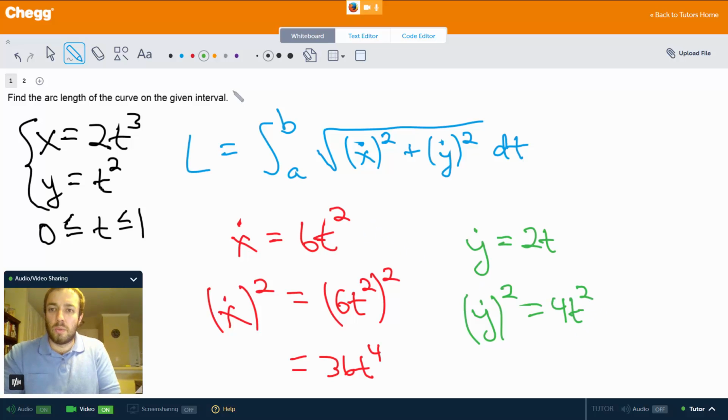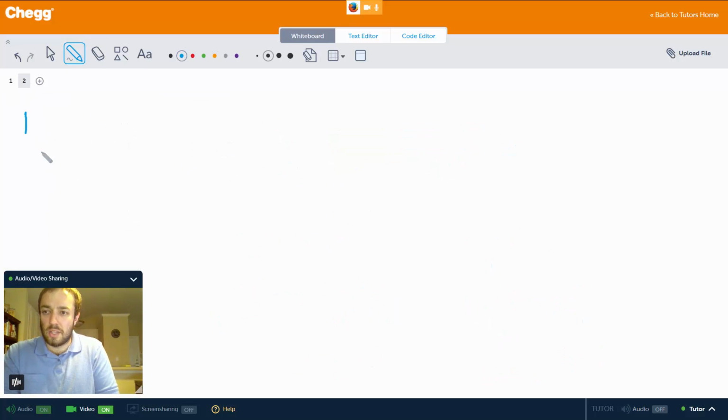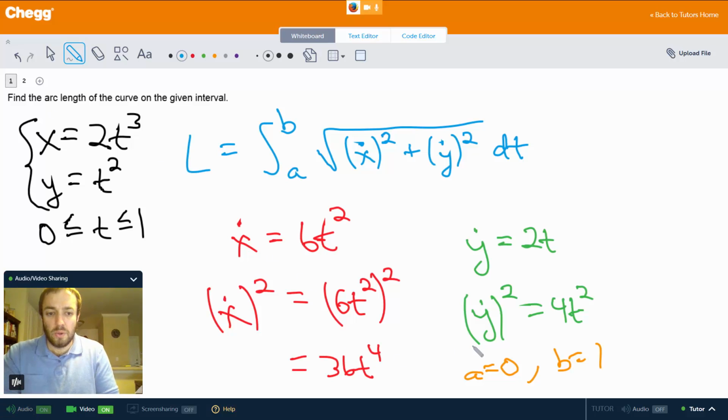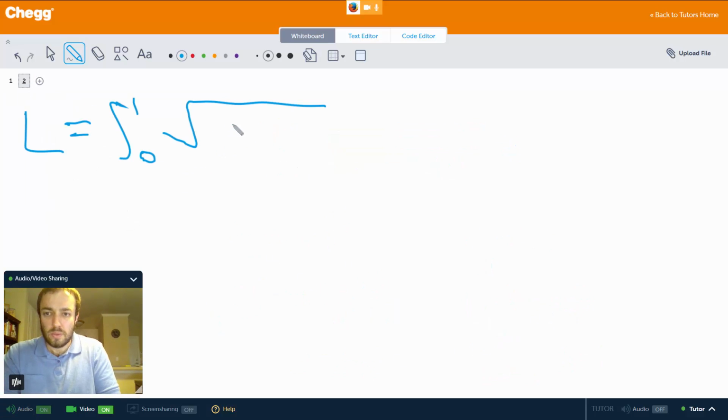Okay, and then what about a and b? So a and b are just the endpoints of the interval, and those are given to us, 0 and 1. All right, so let's go ahead and write that down. a equals 0 and b equals 1. So now we have everything we need to put into the integral, so let's go ahead and do that on page 2. So then in our case, what we have is L equals the integral from 0 to 1 of the square root of 36t to the fourth plus 4t squared dt.